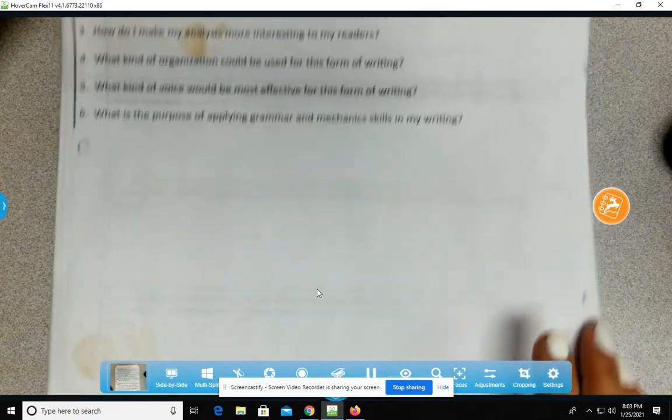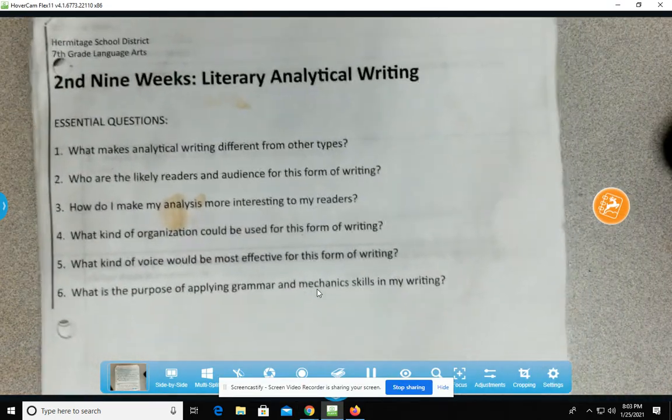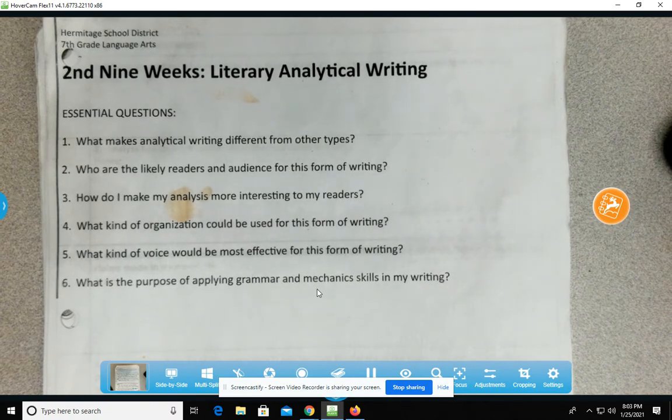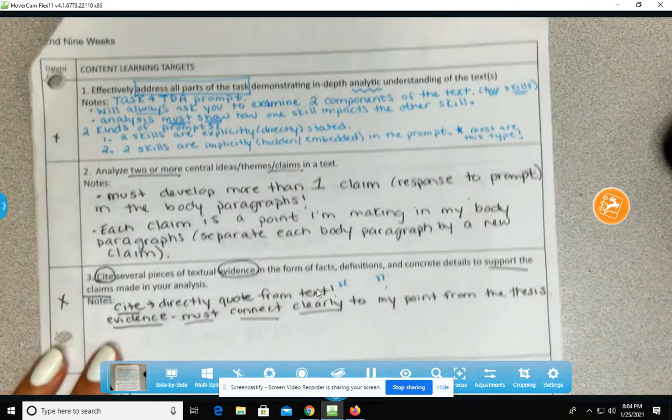Hello, ladies and gentlemen. Today we're going to go through each step of the analytical writing process that we know so far. This connects to essential question 1, what makes analytical writing different from other types? Essential question number 2, who are the likely readers and audience of this form of writing? And essential question number 4, what kind of organization could be used in this form of writing? As we go through the process, I'm going to refer to the learning target.